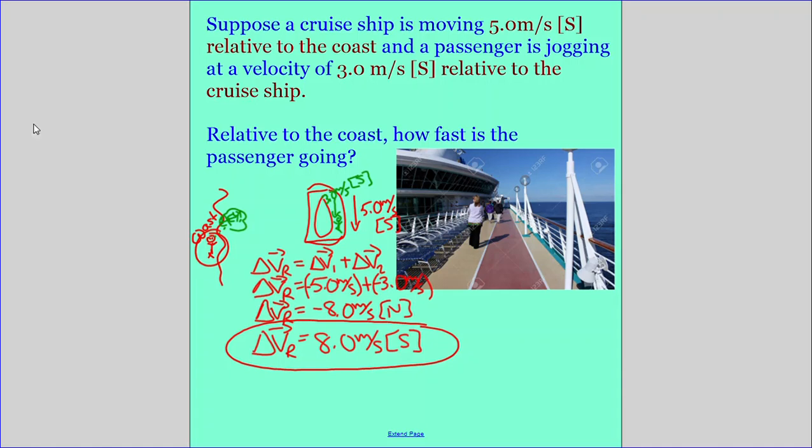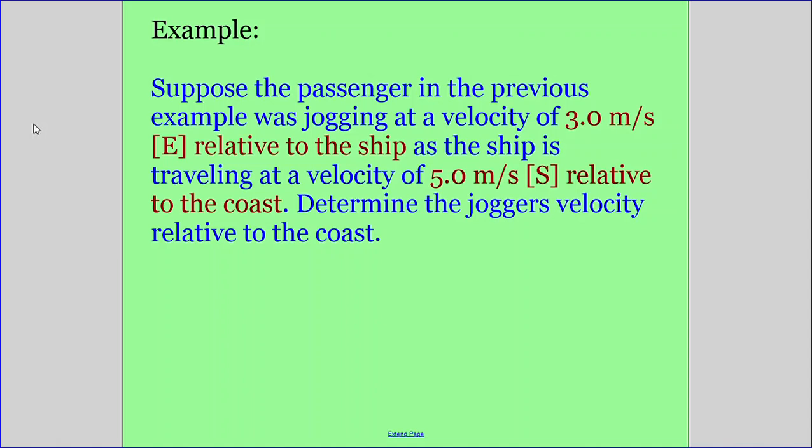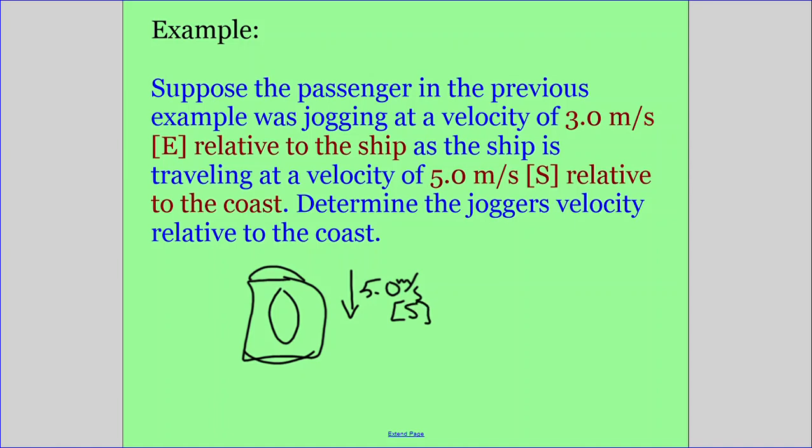So then the last question is, okay, what happens if that person on the cruise ship is now traveling, so let's say this ship's going at 5 meters per second south, and this other person is going 3 meters per second, but they're not going with it now, they're going against it. So they're going at 3 meters per second here, but they're heading east.